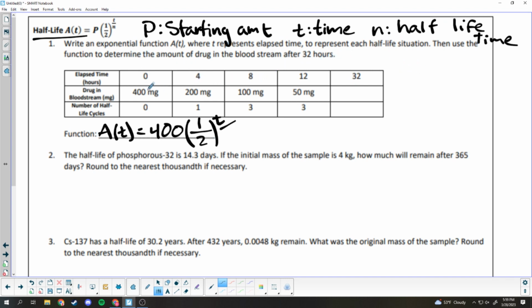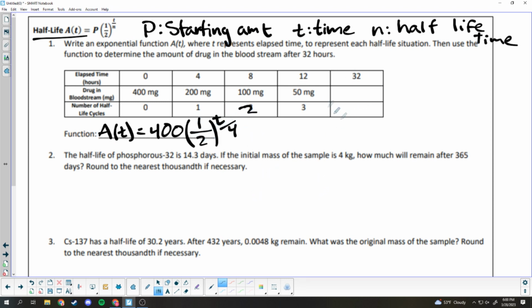I have to get that from the table. If I look on the bottom, it tells me how many half-life cycles have happened. And then on the top, it's telling me the elapsed time. So after 1 cycle, I've lost half my amount, and that happens over 4 hours. Next up, 4 to 8 is the, well, this should be 2. The second half-life cycle, and then 3 after another 4 hours. So I'm going to guess that the half-life is 4 hours. So this is my equation, 400 times 1/2 to the power of t divided by 4.